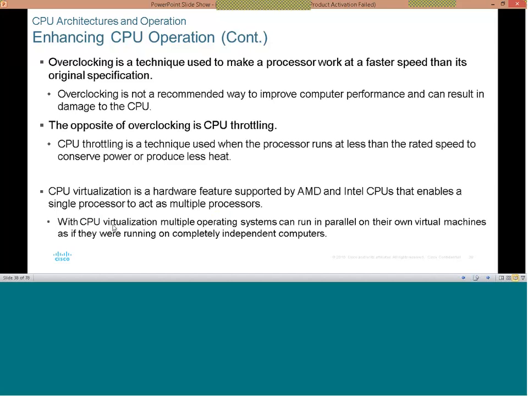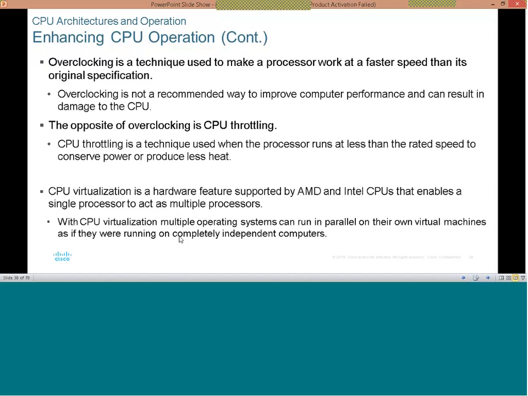So with CPU virtualization, multiple operating systems can run in parallel on their own virtual machine, as if they're running on completely independent computers. Why? Because the CPU will be shared across the multiple operating systems. For instance, with Oracle VMware, when you're trying to do some kind of virtual experiment to test different connections from different sources, in the process of installation you also have to share the speed of the processor between your system and the virtual computer.